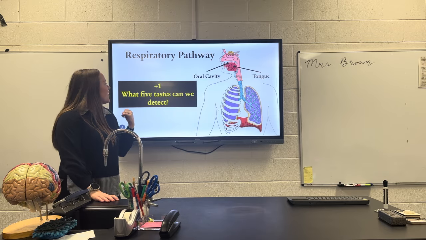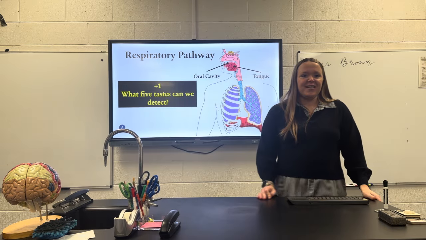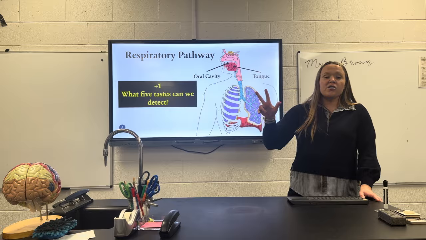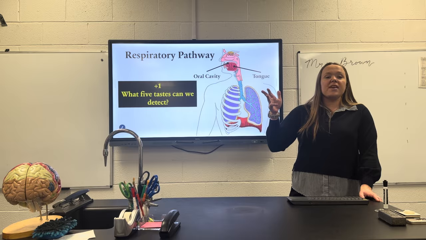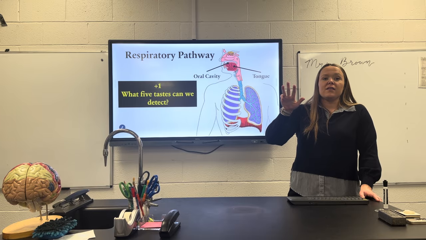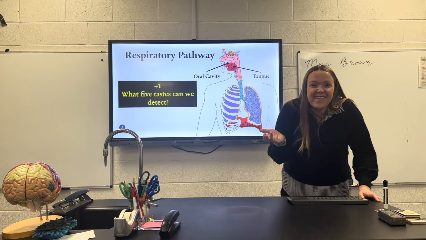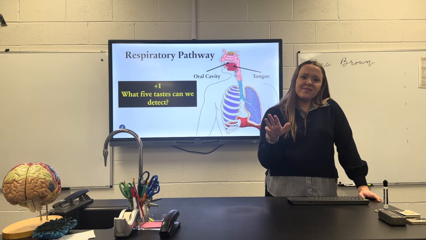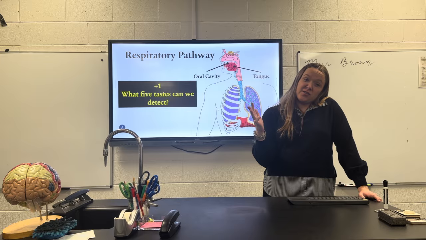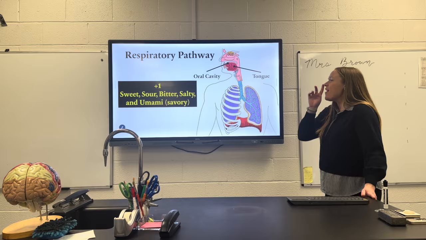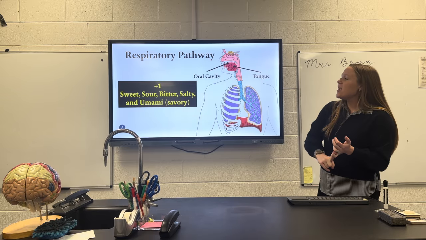So what are the 5 tastes that we can detect? Sour. Sour is correct. Sweet. Sweet. Bitter. Bitter is correct. Umami. Umami is correct, which is like savory. Is it unami? It's umami. Yeah, I'm pretty sure. I think it's umami. Salty, like pretzels. Salty is correct.